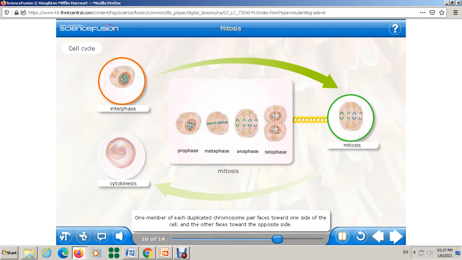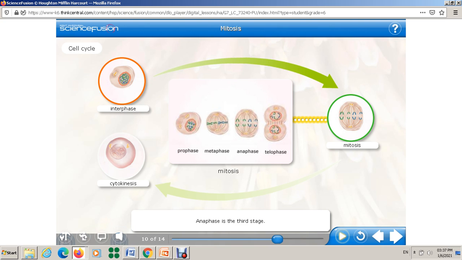One member of each duplicated chromosome pair faces toward one side of the cell, and the other faces toward the opposite side. Okay, so here if you look, these are the chromosomes 1, 2, 3, 4 as you see them, right? For this one, this is the first part, which is chromatid 1, and this is the second chromatid. Each chromatid goes to each side of this cell. And I want to add here something they didn't mention.